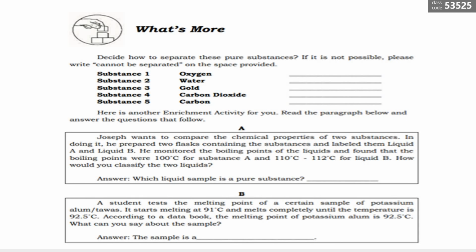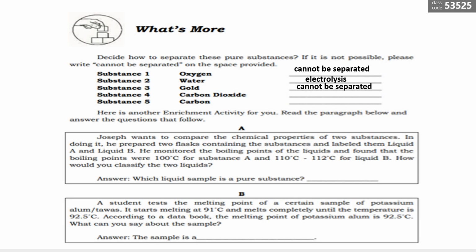What's more, decide how to separate these pure substances. If it is not possible, please write cannot be separated in the space provided. Let's have substance oxygen. What do you think? Cannot be separated because it's an element. Substance 2, water. Yes, by electrolysis. About gold?